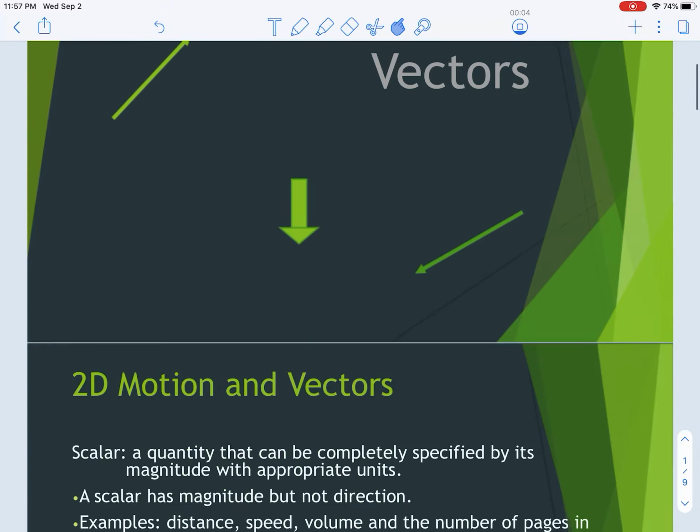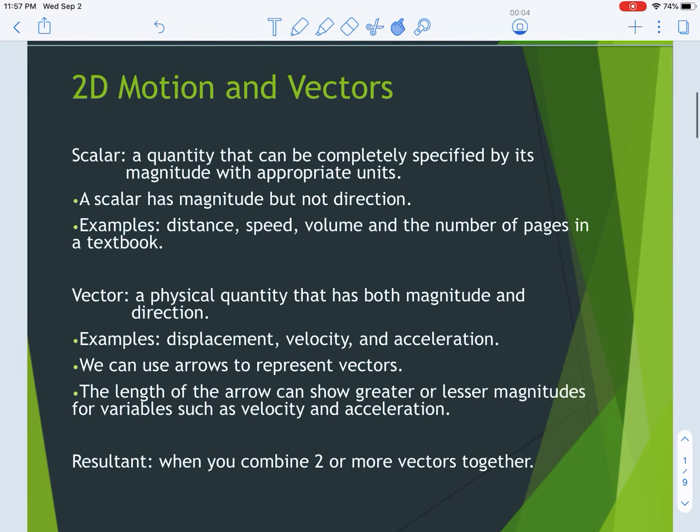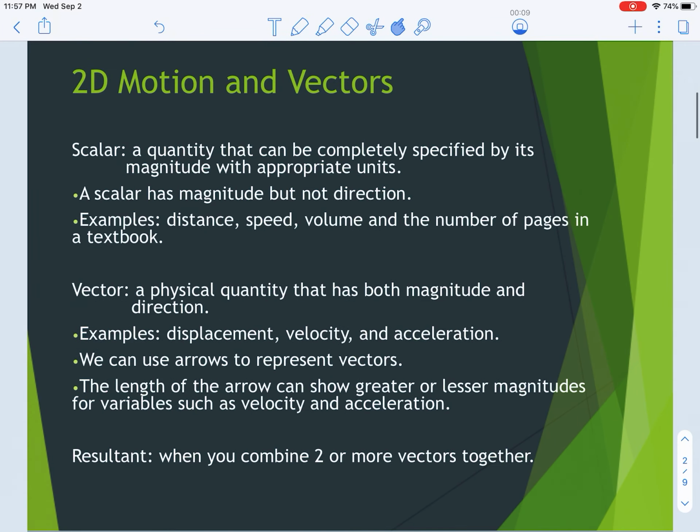Okay, vectors. We are now going to begin talking about objects moving in 2 dimensions simultaneously. So in the previous chapter, we were talking about one-dimensional motion. So our objects were either moving in the vertical direction or they were moving in the horizontal direction. Now our object is going to be moving along both axes at the same time.